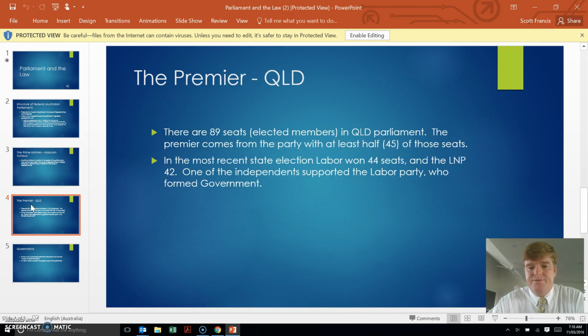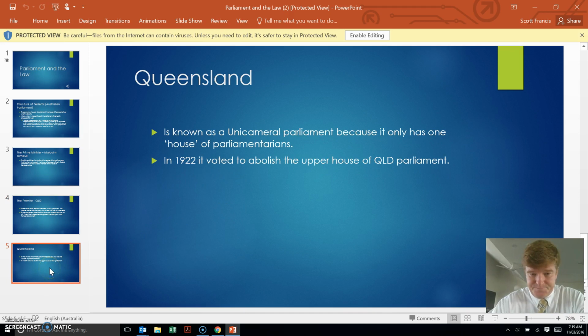In Queensland we have a slightly different structure: 89 seats, and we only have the one House of Parliament. We don't have an upper house or a Senate-style House of Parliament. So you have to get 45 seats to hold power. What's interesting at the moment is neither the Liberal National Party nor the Labor Party in Queensland has 45 seats. Even though Labor won 44 at the last election, they've lost 2 members, so they're down to 42. They require some of the independents to support them to be in government. And in 1922, it voted to abolish the upper house of the Queensland Parliament, leaving just the one house.